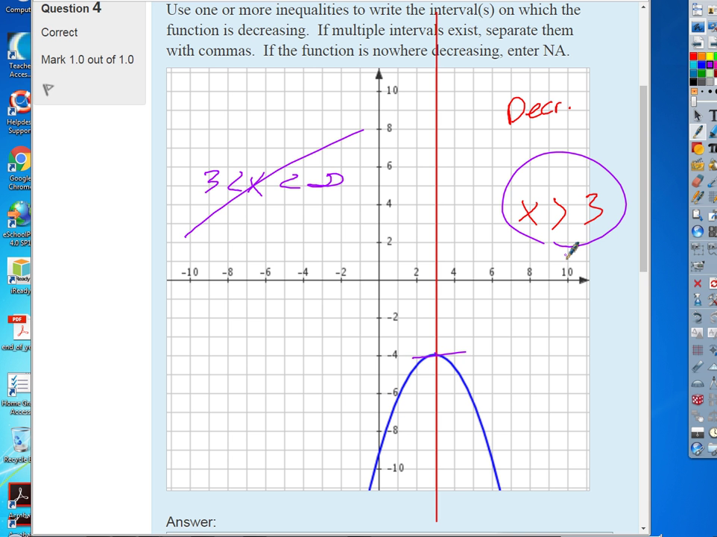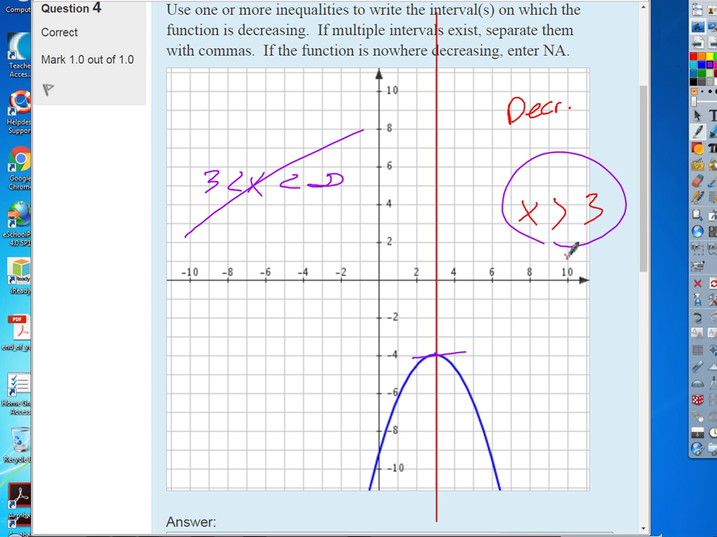How many boundaries are there to this interval? How many boundaries are there to the interval on the right piece of paper? I only made one cut, didn't I? Right? It goes forever to the right. There's only one boundary, at x equals 3. That's the boundary between increasing and decreasing, right? So then we only need one inequality because it's only bounded on one side. It's only got a lower limit, right?